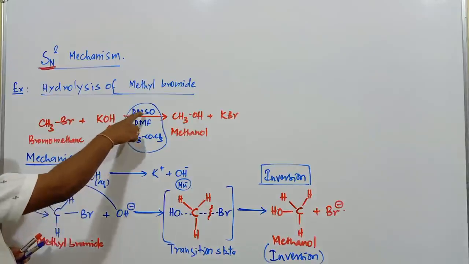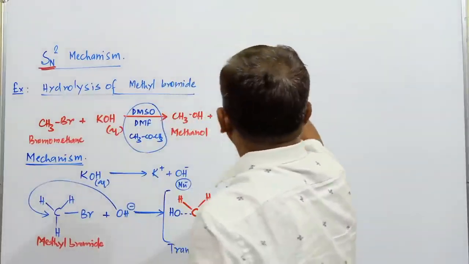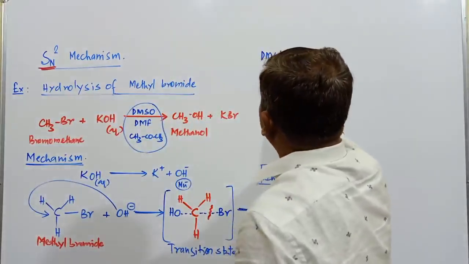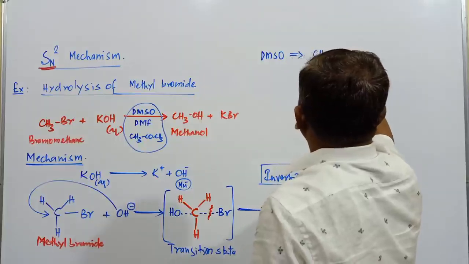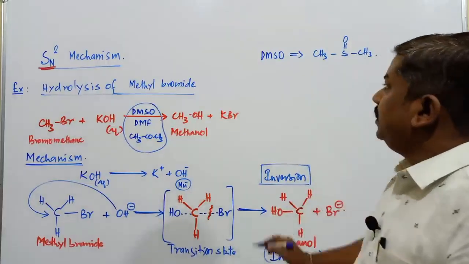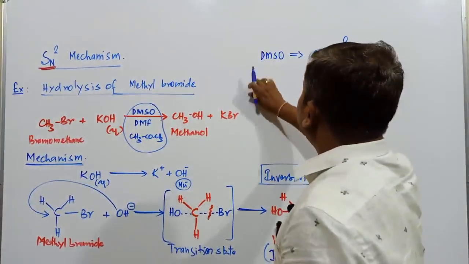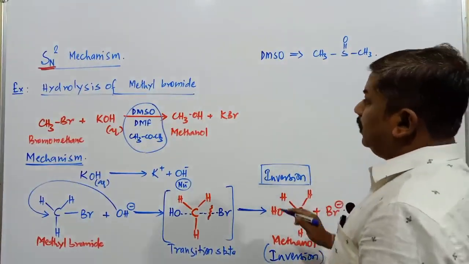What is DMSO? Just to copy it, dimethyl sulfoxide. The structure of DMSO, dimethyl sulfoxide: this is CH3, this is S double bond O, this is CH3. It is the dimethyl sulfoxide molecule. So this one is also a polar solvent, but it is aprotic. There is no release of proton.